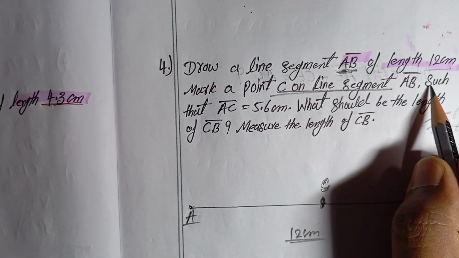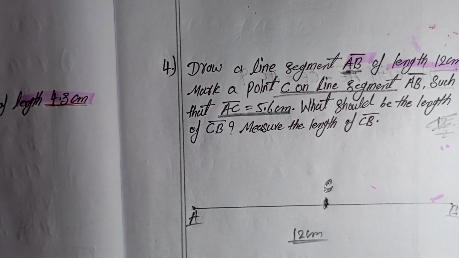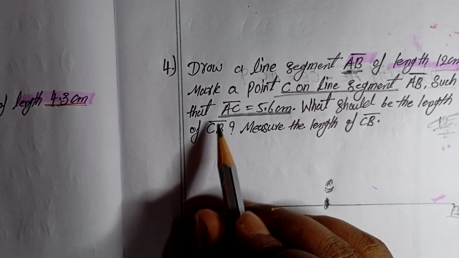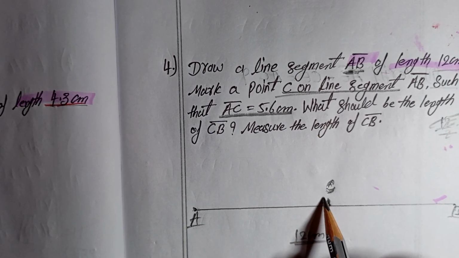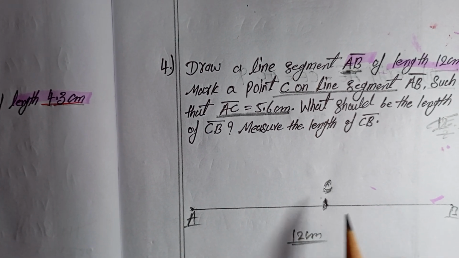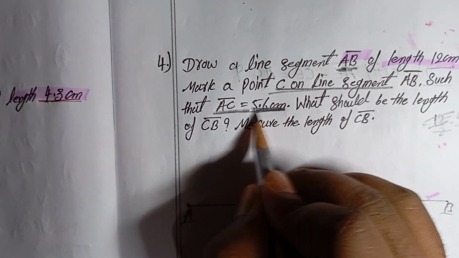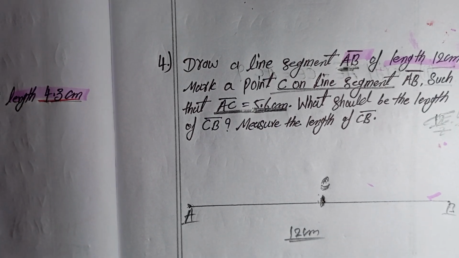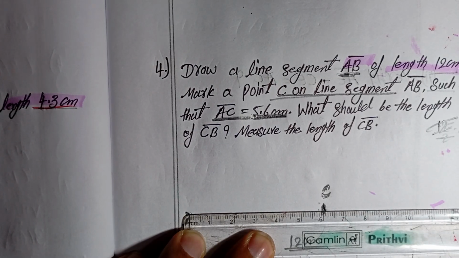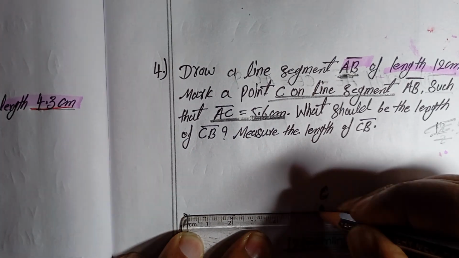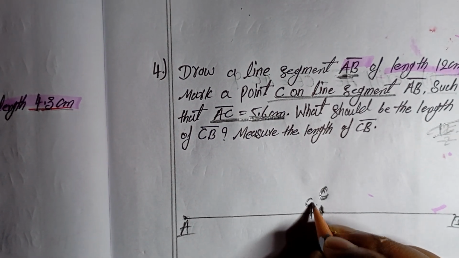Now what is it telling? Such that AC is 5 centimeter. It is telling AC will be 5 centimeter, but we already created AC as 6 centimeter. It means that we created it wrong. So take this AC as 5.6 centimeter. This is our scale. Where is 5.6? It is here, very near to 5. So this is C.